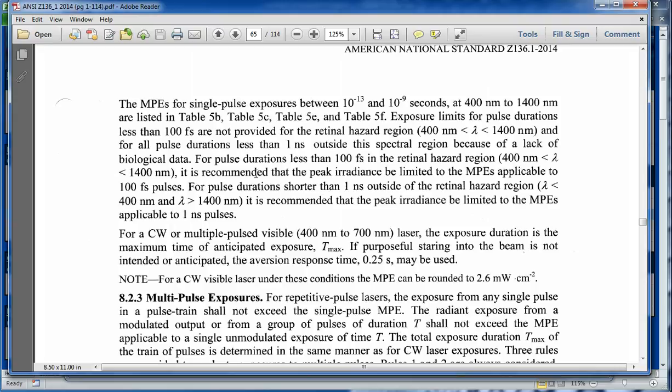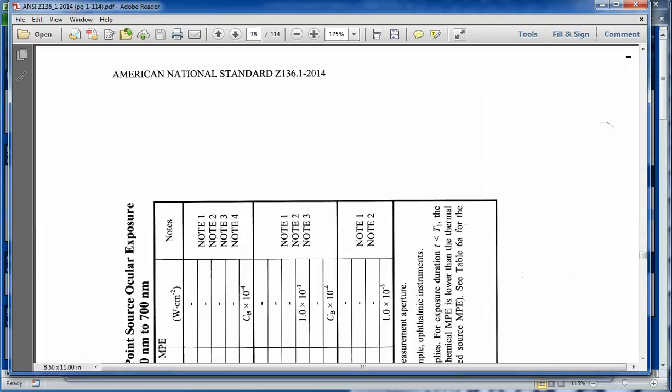So what they tell you is pulse durations less than 100 femtoseconds in the retinal hazard region, it is recommended, it's only a recommendation, that the peak irradiance be limited to the MPEs applicable to 100 femtoseconds, and the same for outside the retinal hazard region, except we use 1 nanosecond. So let's now take a look at the tables.